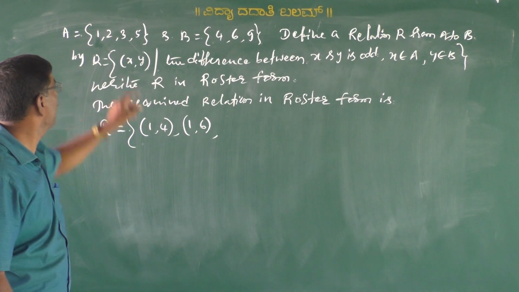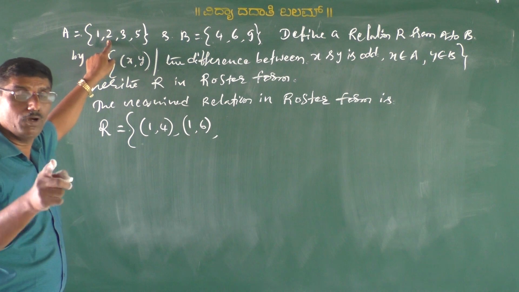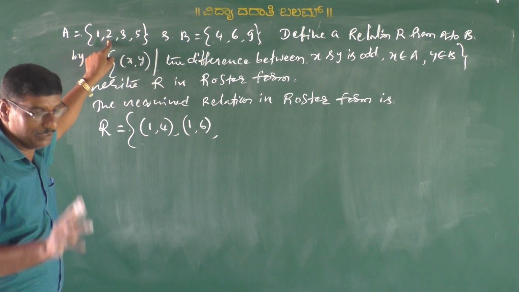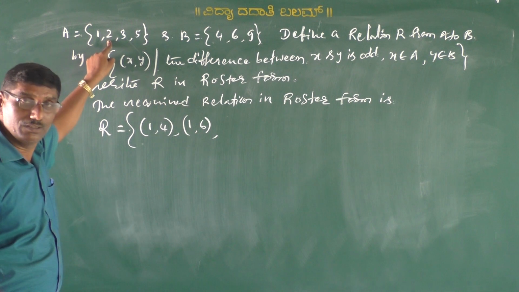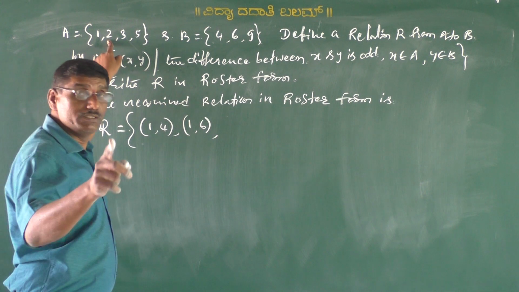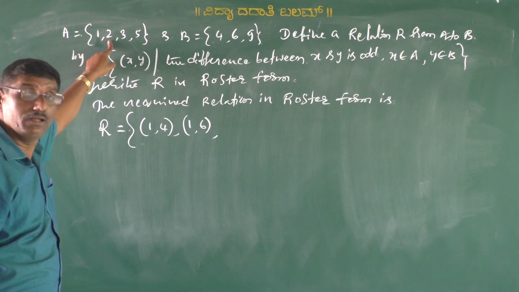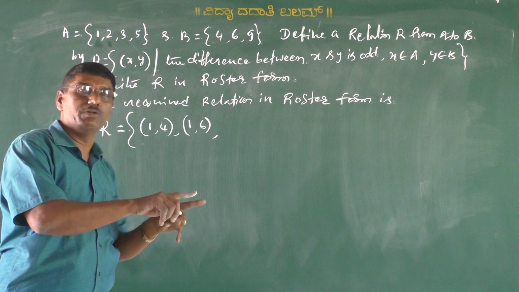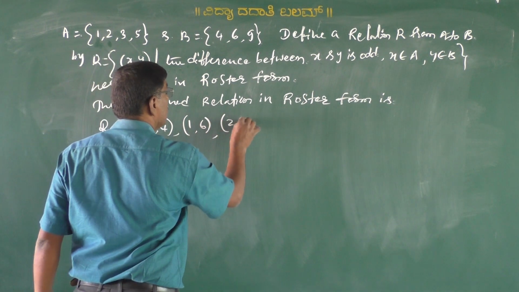Yes. Next we have to start with 2. 2 comma 4. The difference between 2 and 4 is 2. This also does not belong. Next one is 2 comma 6. The difference between 2 and 6 is 4. This is also not possible. Next, 2 comma 9. Yes, because the difference between 2 and 9 is 7. This is odd. That is 2 comma 9.